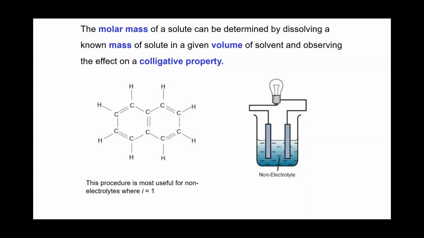This procedure works best for non-electrolytes, that is, not for ionic compounds, because then we know that i equals 1, and that doesn't complicate our calculations. A typical scenario might be to take a material, dissolve it in a known volume of liquid, and check whether it conducts. If it doesn't conduct, we know that i equals 1, and then we measure one of the colligative properties. The colligative property that we measure is most commonly either boiling point elevation, freezing point depression, or osmotic pressure.